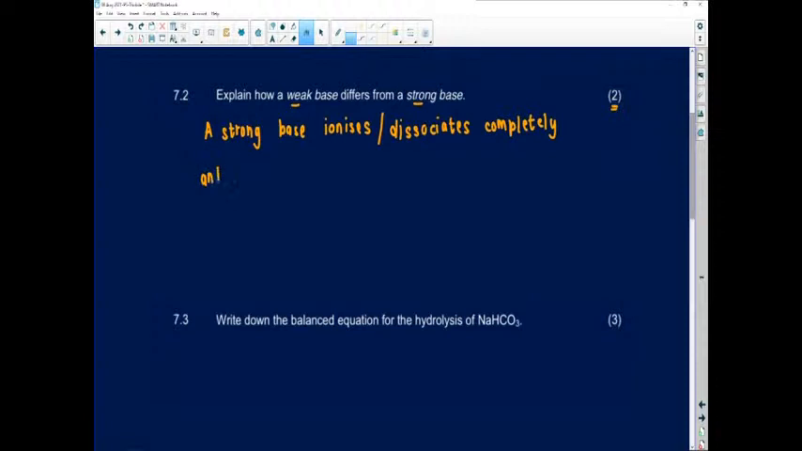And you can say and, or however, or whereas, and a weak base, because you're showing the comparison between 2 things. Oh, I can't talk and write. Let me write this one. Ionizes or dissociates, and not completely now, but incompletely, or you can say partially.